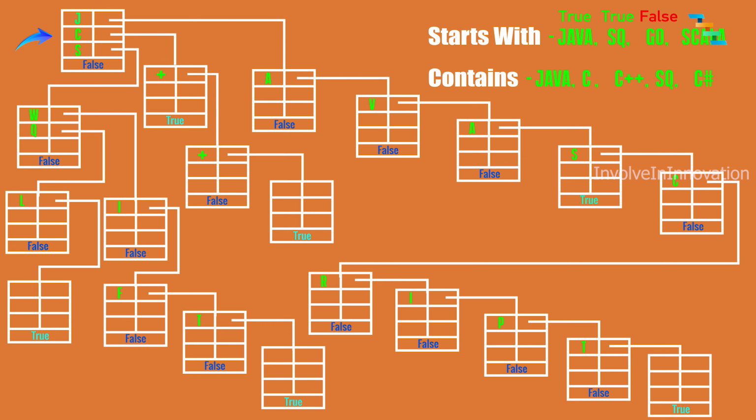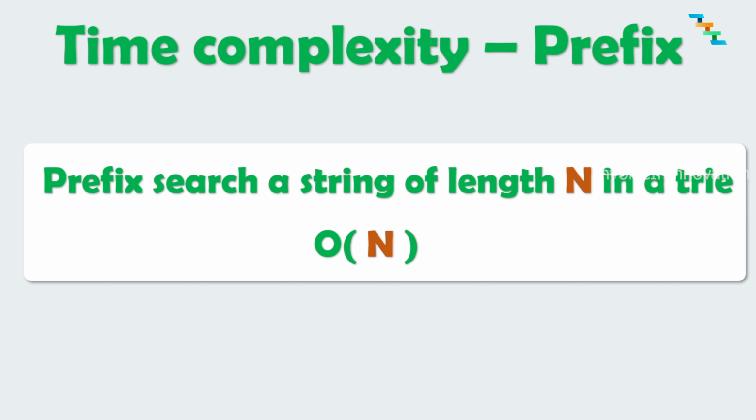Check if the character S is present in the root node. Here S is present, so get the node associated with the key S. Check whether C is present in the node map. Here the C is not present in the node map, so we do not need to search the remaining characters, and the prefix SCALAR is not present in the Trie data structure. The time complexity of prefix-based search in the trie is O(n), where n is the length of the prefix.